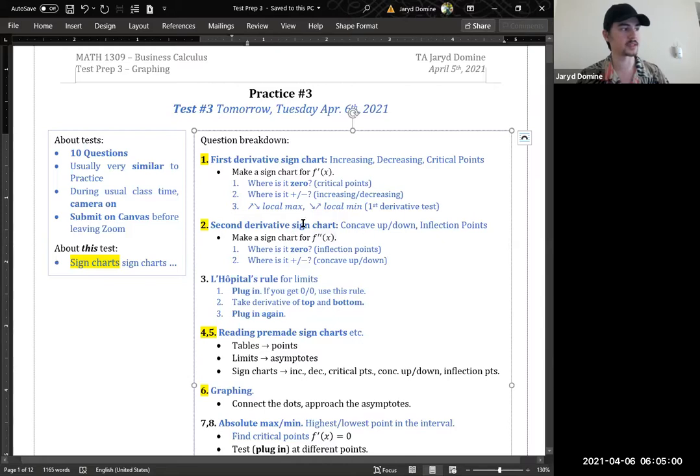Number 2 is the second derivative sign chart. It's asking about concave up and down, and inflection points. These all have to do with the second derivative. So all we do is make a sign chart for it. Where is it 0? You set it equal to 0. And then where is it plus or minus? You just determine where it's positive or negative. There are a few ways to do that.